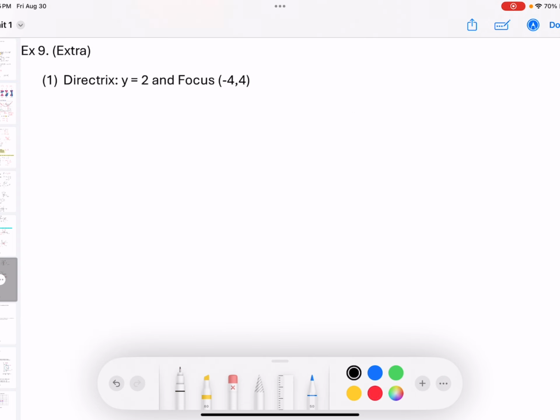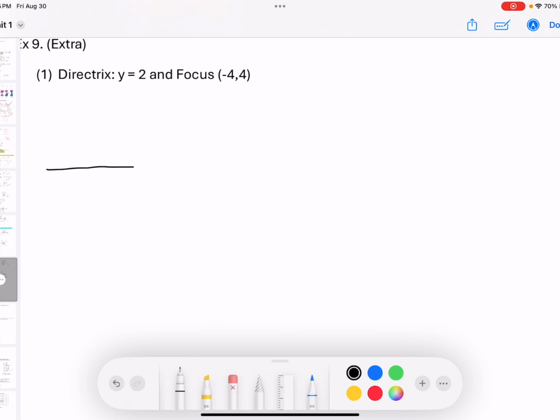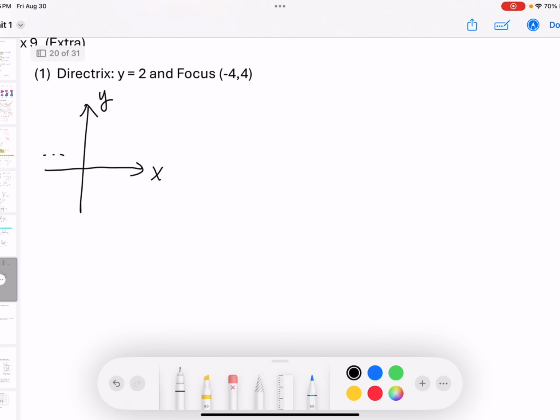Example 9, question 1. The given information is the directrix y equals 2 and the focus negative 4, 4. Let's put all the information on the xy plane. So the directrix is y equals 2, and the focus is negative 4, positive 4. It's a point here.